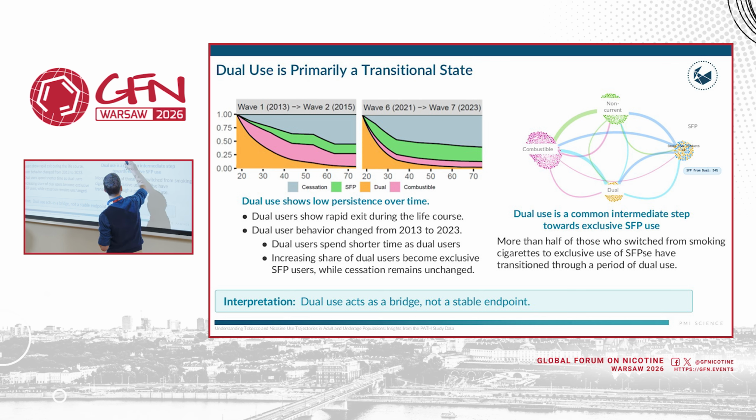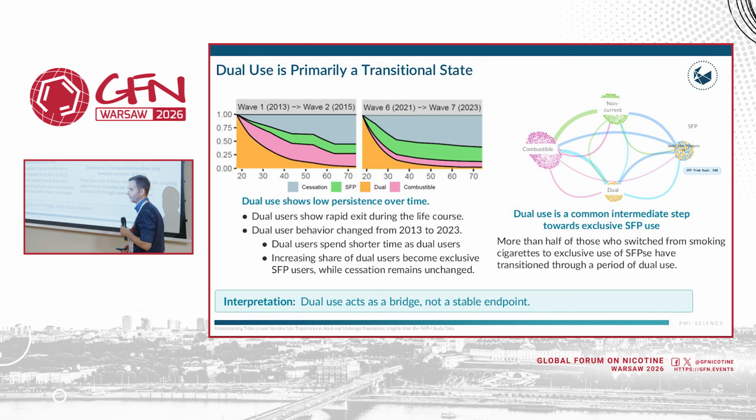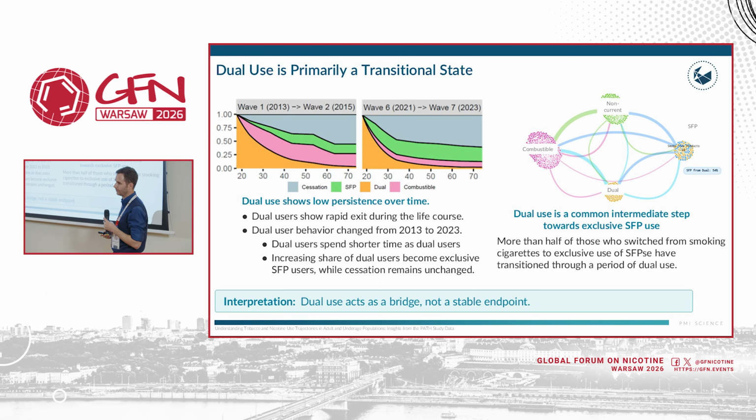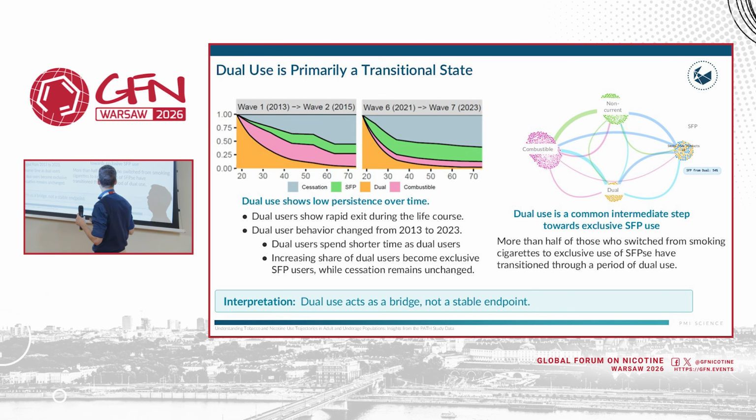So what we can see is that combustible smokers most likely stay combustible smokers. But if they switch to dual use, we have a much higher probability. It's actually a 1.2% likelihood of a combustible smoker moving to smoke-free products and a 9.6% annual probability for a dual user of becoming an exclusive smoke-free products user over the whole study. But again, I will show you how this works in a minute.